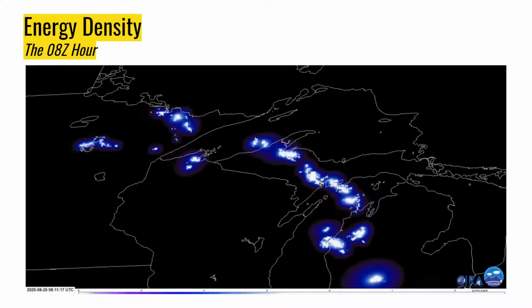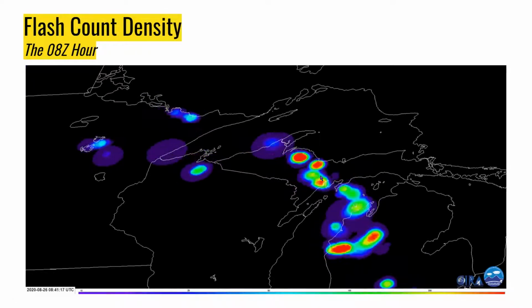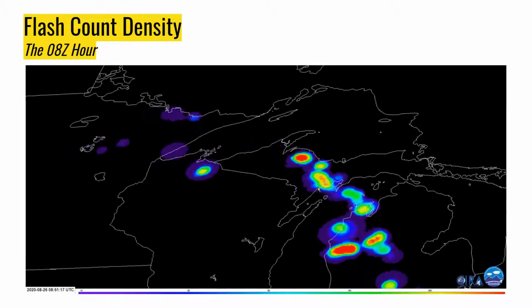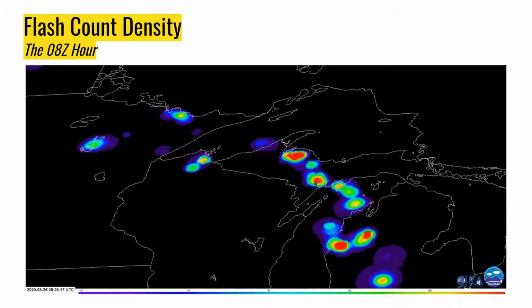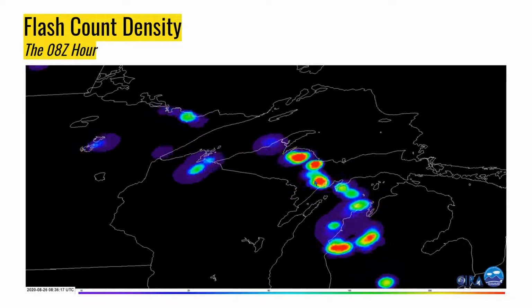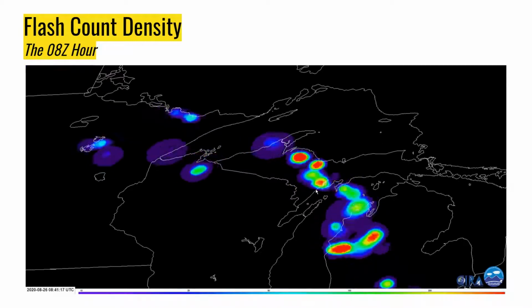And then going on here to the next one, you can see a little bit more clearly the flash count density product really upticking in that area. So definitely lots of lightning activity in the area. So this was an opportunity that maybe we could have messaged just the amount of lightning that was occurring at that time.